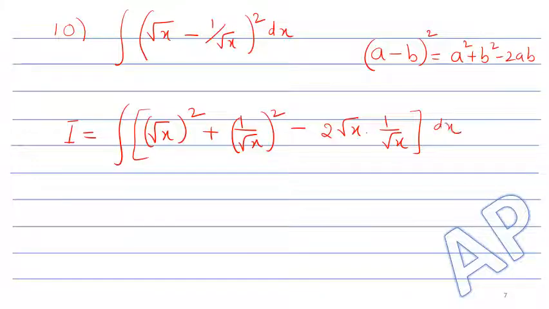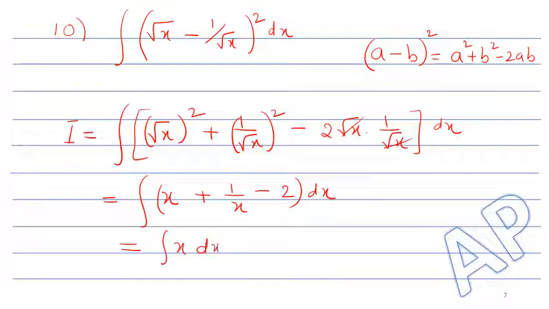Now root x square is x, plus 1 by root x square is 1 by x. Here the root x cancels and we get minus 2 dx. So now we can integrate all the terms separately, that is x dx plus integral dx by x, that is 1 by x into dx, minus 2 is a constant, we can keep it as 2 into integral dx.